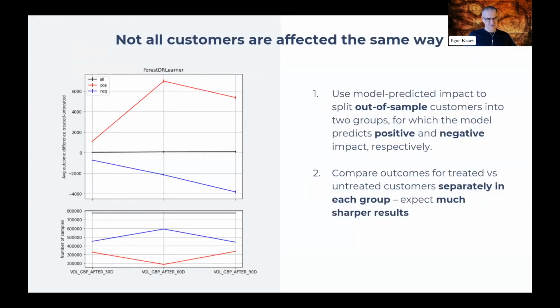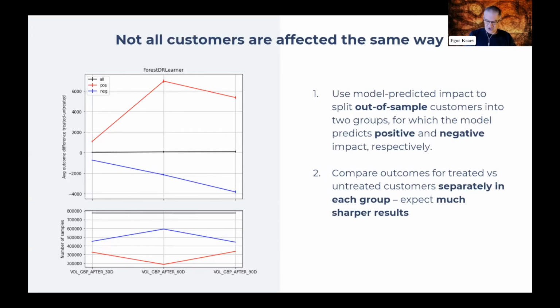So this is from real data for volumes after a certain marketing email in the different time intervals, 30 days, 60 days, and 90 days. And this is out of sample. So auto-causality has selected a particular model that works best on the training set. And then we use this model to generate recommendations for an out-of-sample subset. And that's an out-of-sample subset where we already had randomization, so we know what the outcome is.